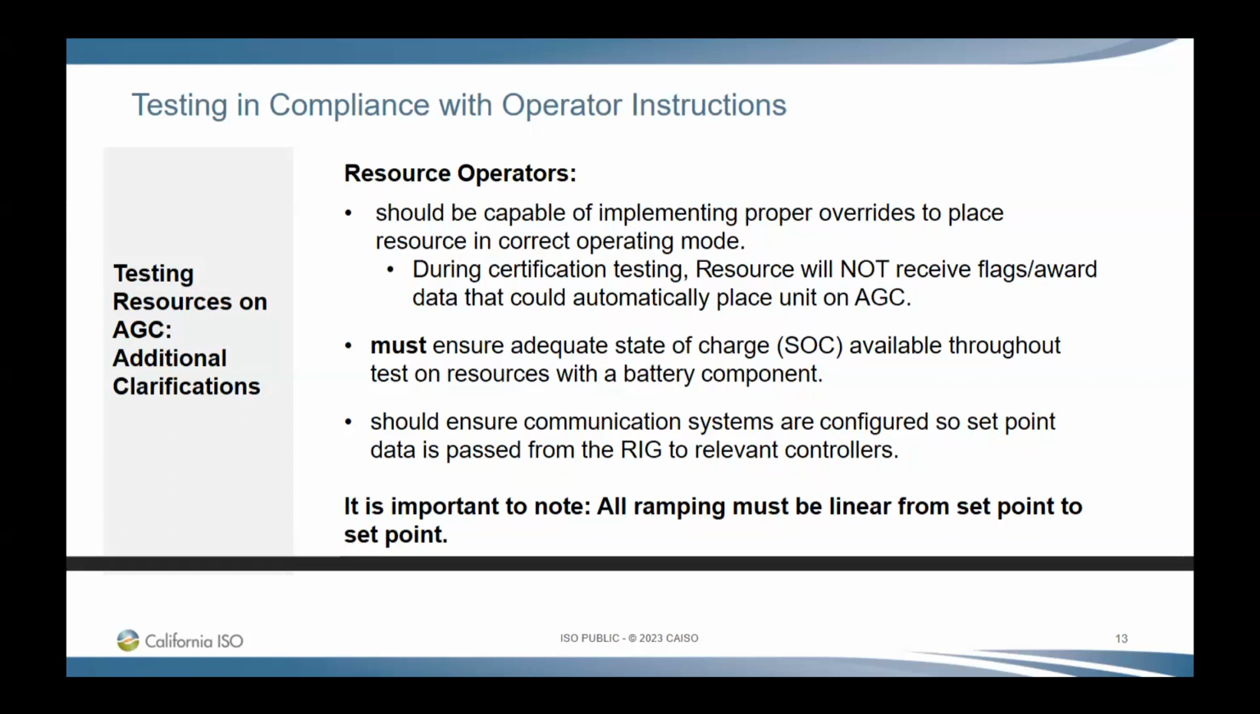And it is important to note that during the certification testing, the resource is not going to receive any flags or any award data that could automatically place the unit on AGC. Resource operators also must ensure that you have adequate state of charge available throughout the entire test, for any of the resources that have a battery component. And then again, make sure your communication systems are configured so that set point data is passed from the rig to all relevant controllers.